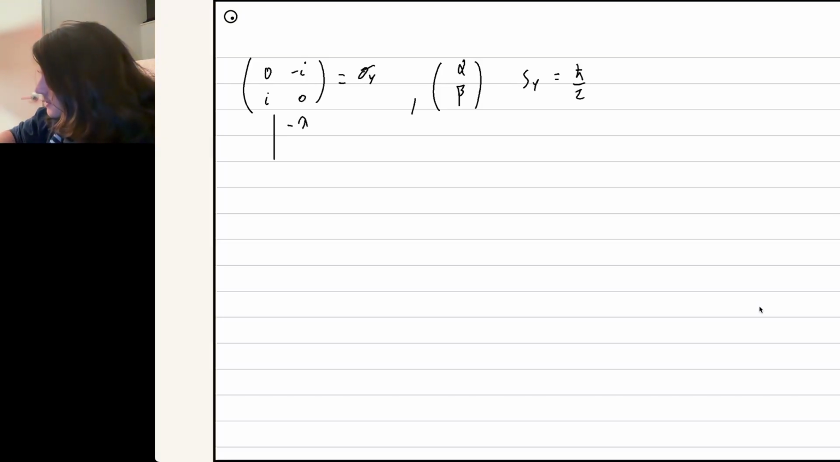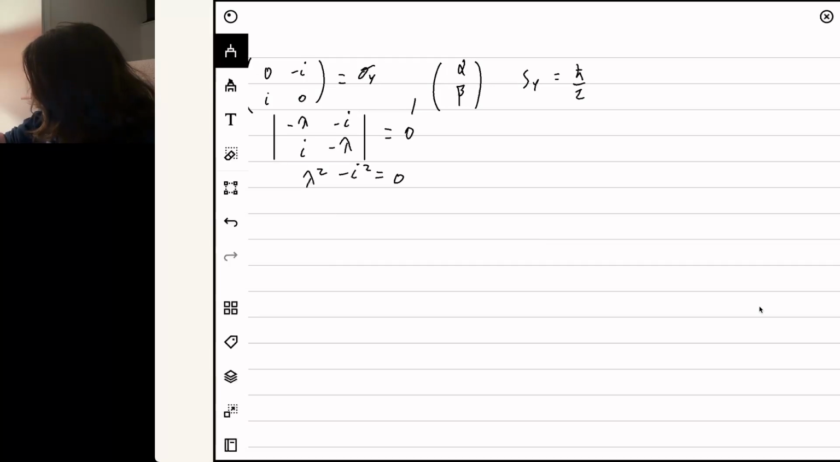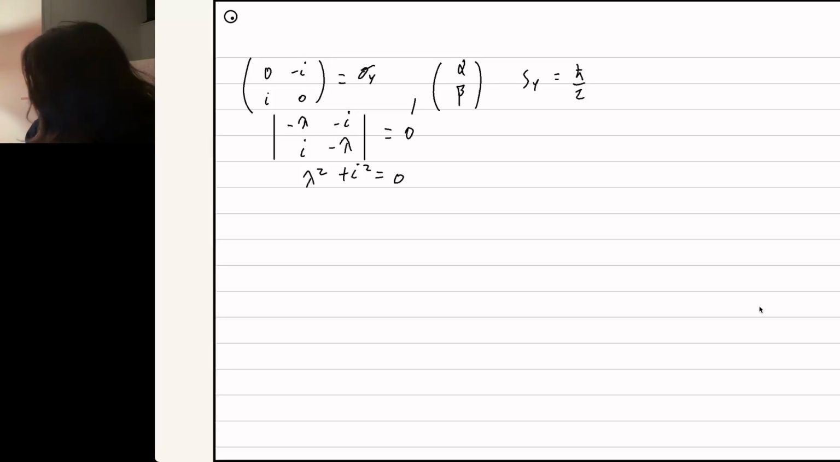I'm going to have lambda be my symbol for eigenvalues, because of course I am. The determinant of that matrix is equal to 0, which is going to read lambda squared minus i squared is equal to 0. It's actually lambda squared equals minus i squared, which when you square root both sides, you'll get a positive 1 and a negative 1 for your two different eigenvalues.